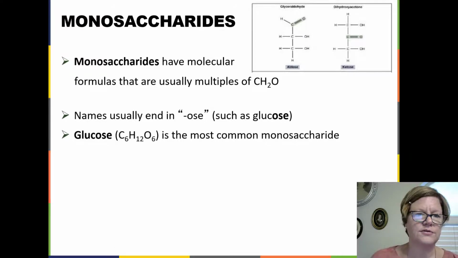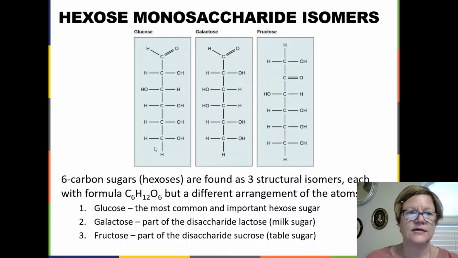And by far the most important monosaccharide that you're going to get to know very well is glucose. The formula for glucose is C6H12O6. So glucose has 6 carbons, and it's shown here on the left. It has a backbone of 6 carbons. You can count the 12 hydrogens and 6 oxygens. There's also a simple hexose sugar, hexose means 6 carbons, called galactose, and one called fructose.